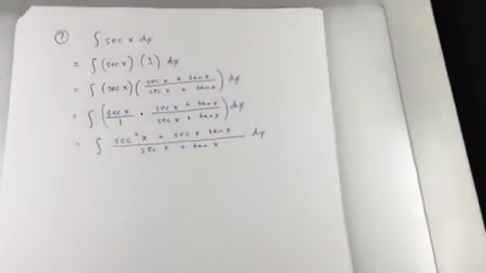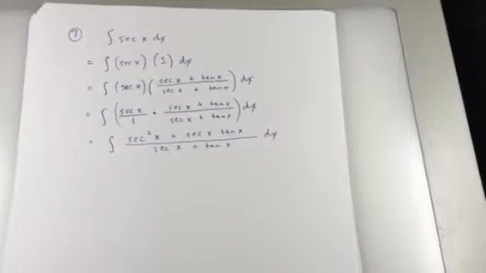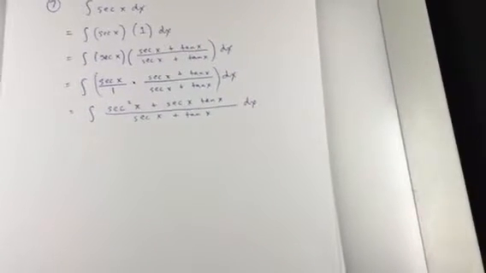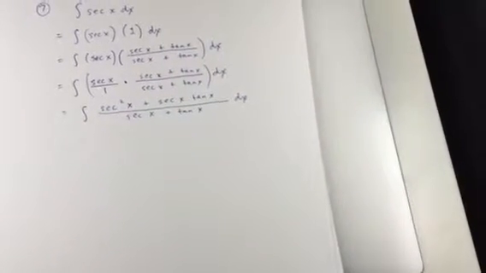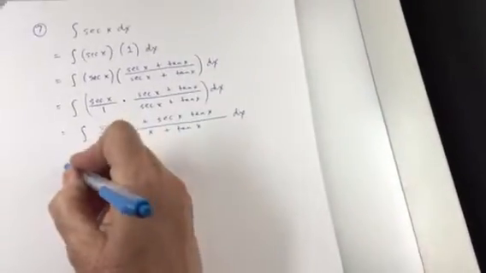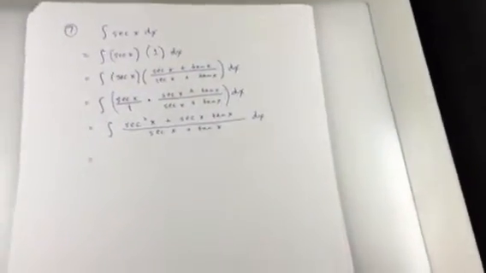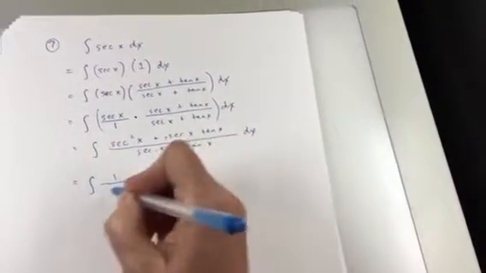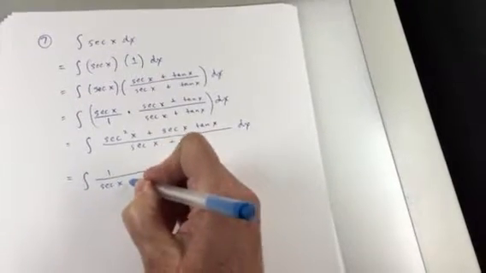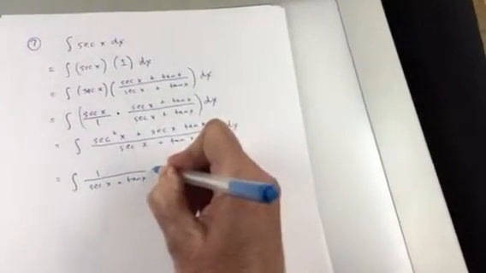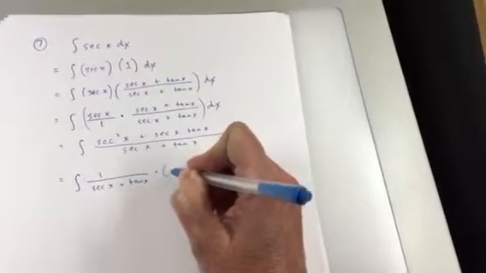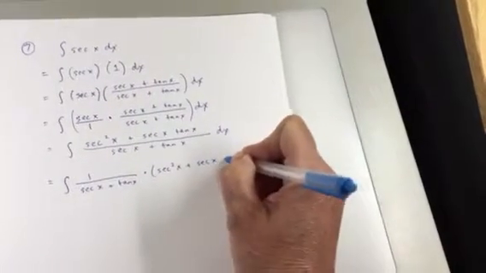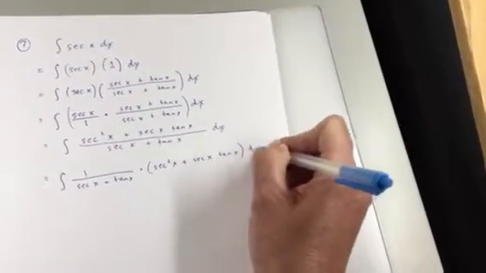Now I told you on one of the previous problems, a good thing to do when you have a fraction, now I have that single fraction dx, a good thing you want to remember, put it in your toolbox, separate the numerator from the denominator. So I will write this as 1 over secant x plus tangent x times, now the numerator, secant squared x plus secant x tangent x dx.